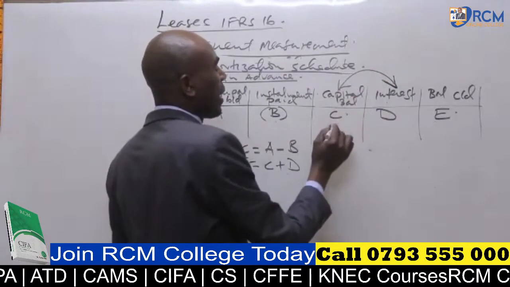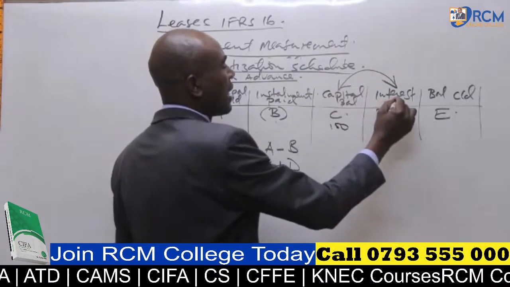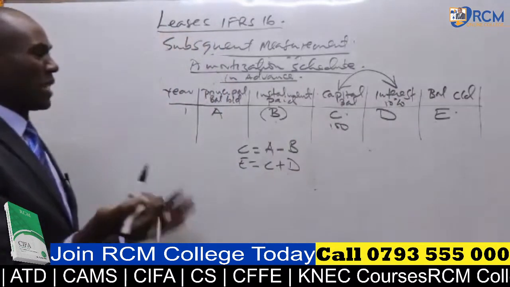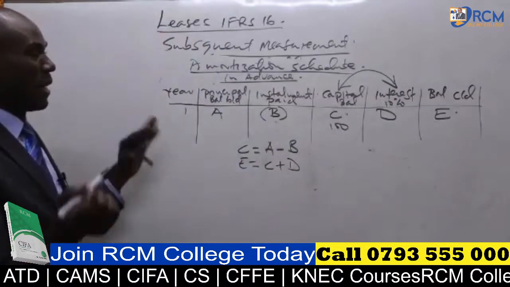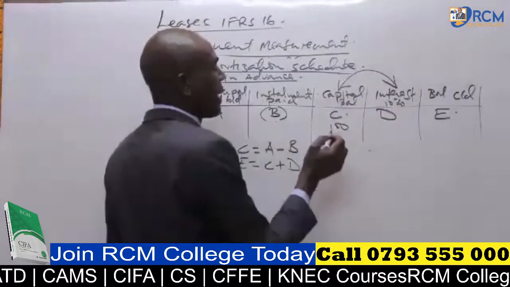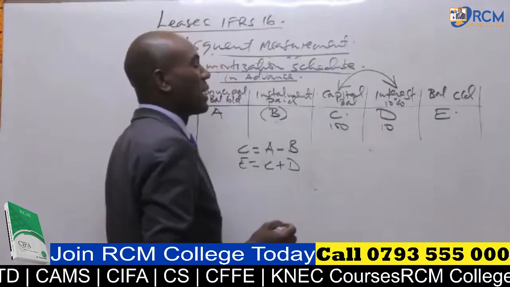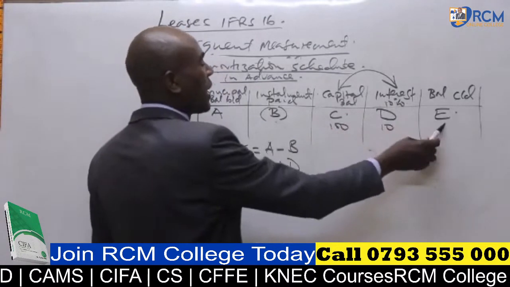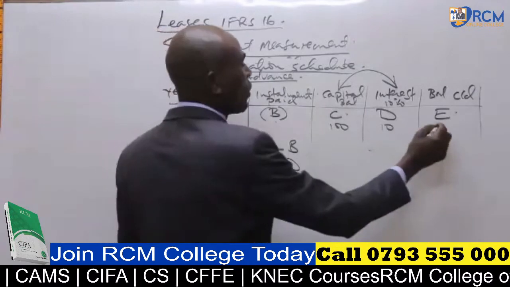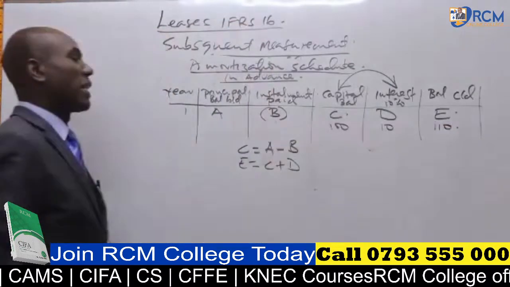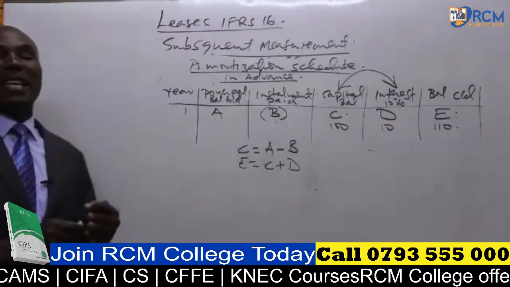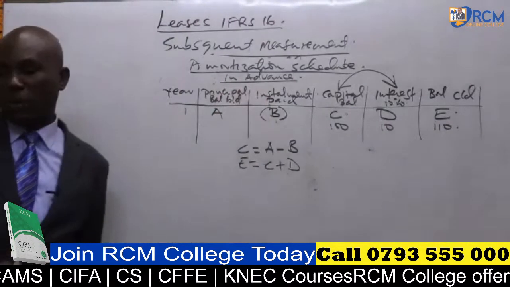C plus D. Now remember, this interest, I'm charging on the capital balance. For example, this one is 100. This one is 10%, for example. I'm just using an example. Don't ask me where I'm getting 10%. This is 100, this is 10%. Therefore, the interest will be 10. Therefore, for me to get E, it will be 100 plus this one, therefore it will be 110. Capital balance plus the interest. But remember, the interest, we charge it on the capital balance.